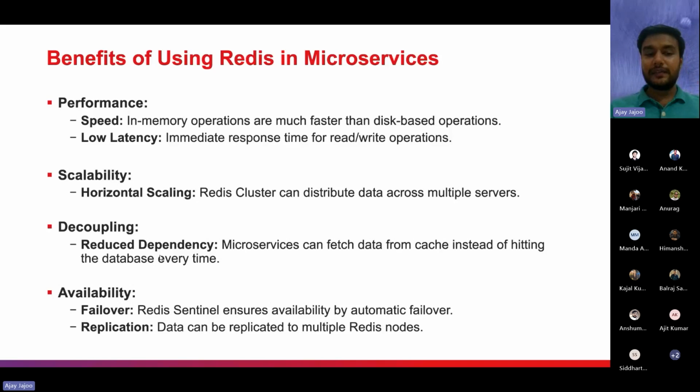Decoupling, reduced dependency. Microservices can fetch data from the cache instead of hitting the database every time. Availability, failover: whenever our database call fails, the cache is always available. Redis Sentinel ensures availability by automatic failover. Replication: data can be replicated to multiple Redis nodes, I mean to say multiple servers.